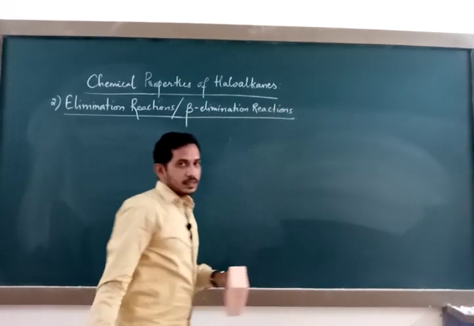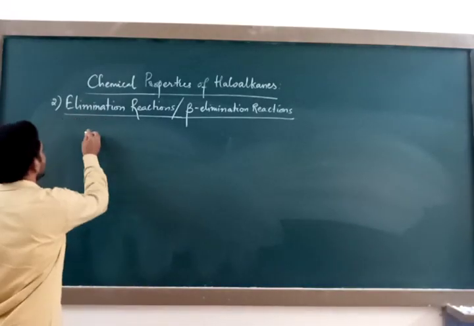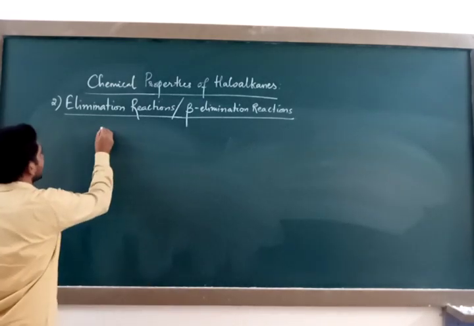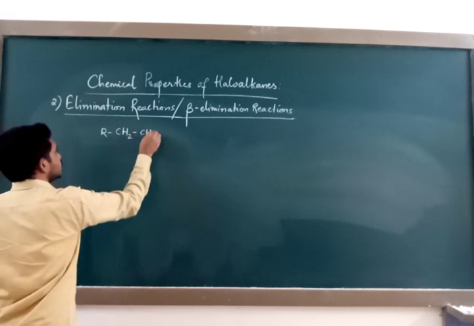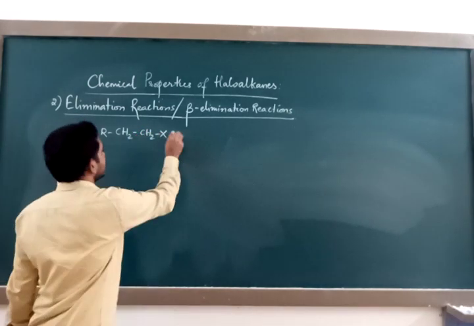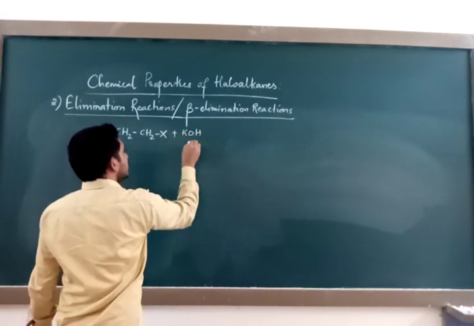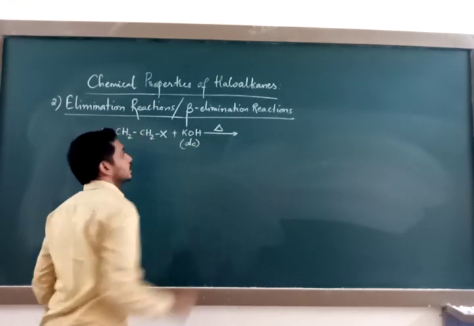Okay. For this reaction you need alcoholic KOH. So for this you take any haloalkane, for example RCH2CH2X. You take this haloalkane, react it with alcoholic KOH and heat.